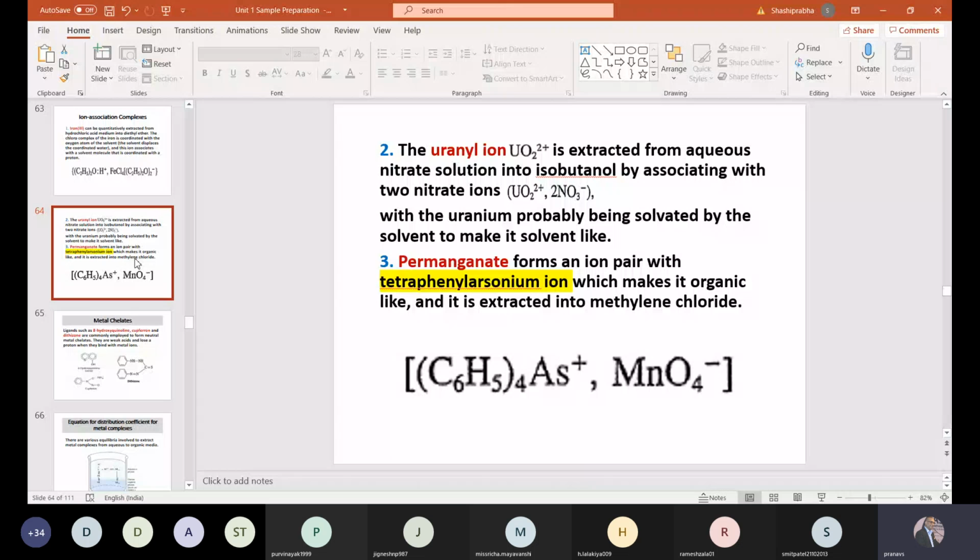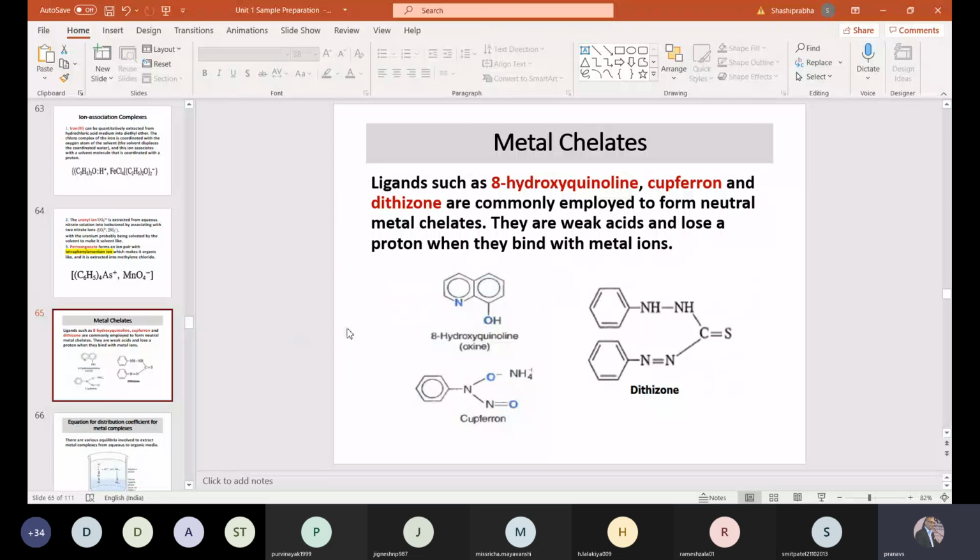But one cannot extract all such cations by such solvents. Everything is not extracted, so definitely you need some other ways to extract. And in that case, metal chelates is the best option, which we will understand further ahead: when metal chelates form, the metals become organic-like, bulky, covalent character comes in, and therefore they go to the organic phase.